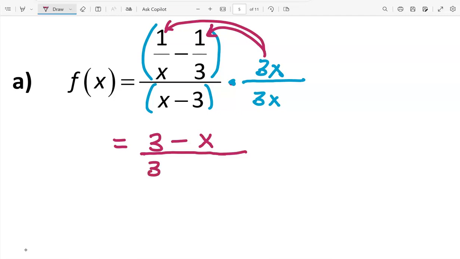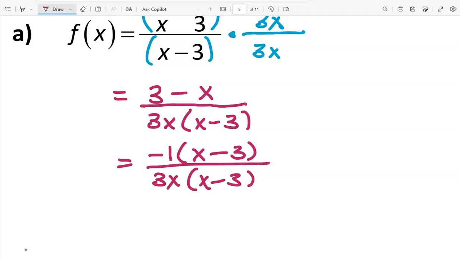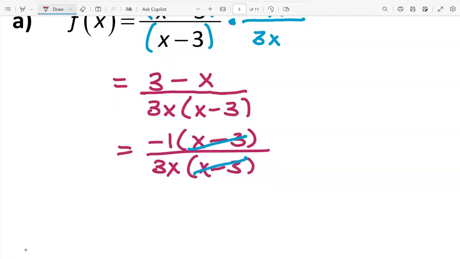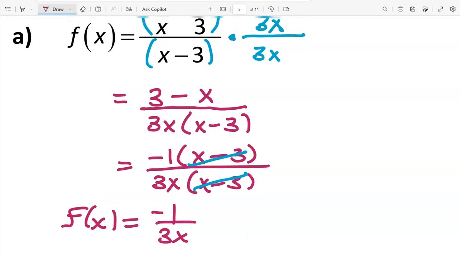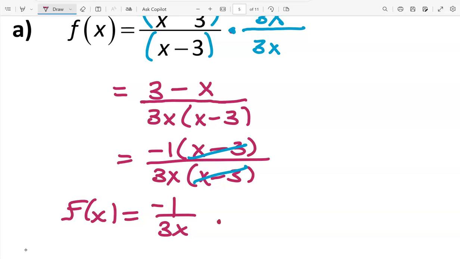And then in the denominator, I'm not going to multiply because we are going to have some canceling that can be done. 3 minus x is the same thing as negative 1 times x minus 3 because they are opposites. So when I cancel my common factors, I'm going to rewrite my function as f of x is equal to negative 1 over 3x, but now we have to acknowledge that we changed the domain by removing the denominator of x minus 3. So I'm going to say x not equal to 3.